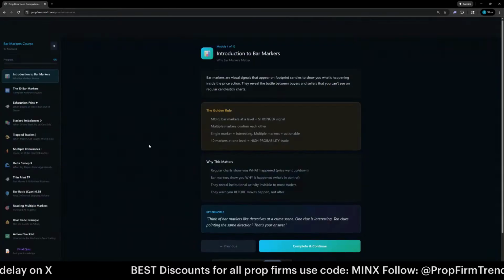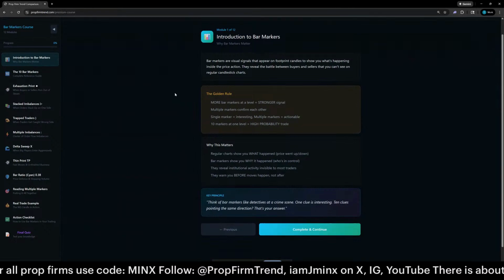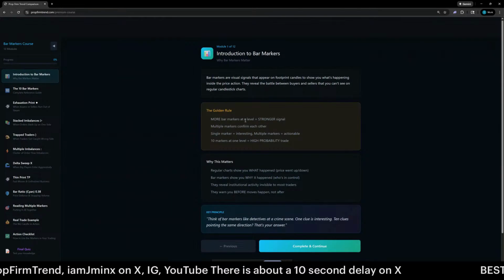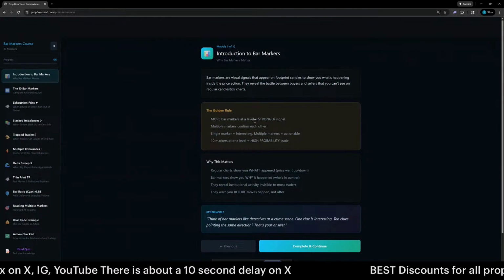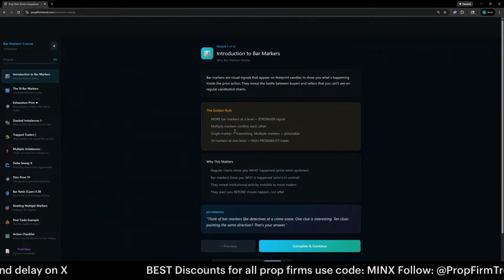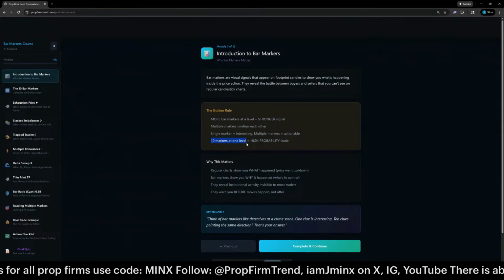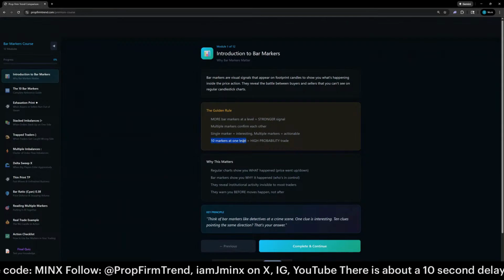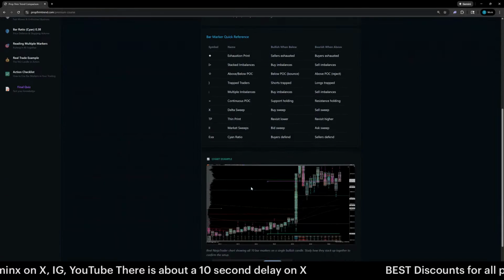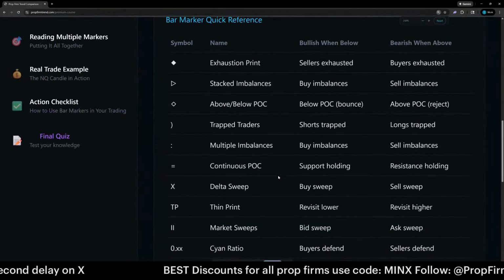And this is where I left off, which is the introduction to bar markers. So the golden rule is the more bar markers at a level, the stronger the signal is going to be. Multiple markers confirm each other. If there's 10 markers at one level, which can take some time, this is going to be really fast moving, just like the other day.